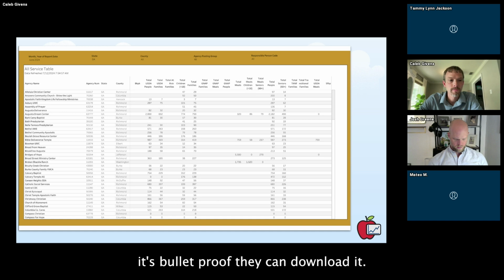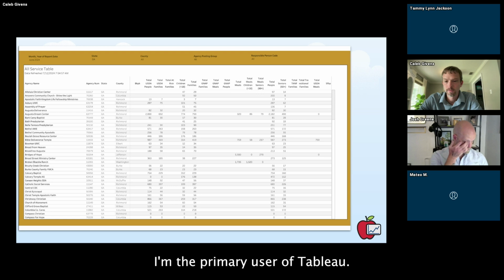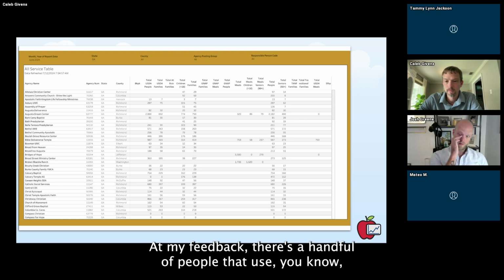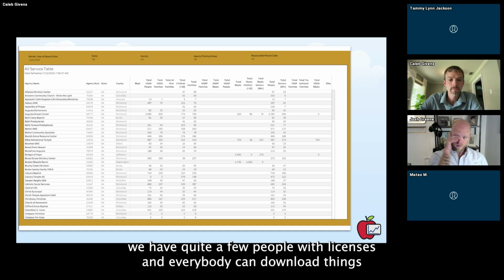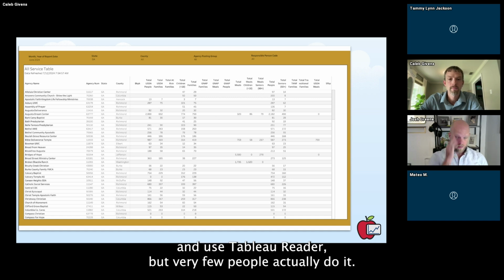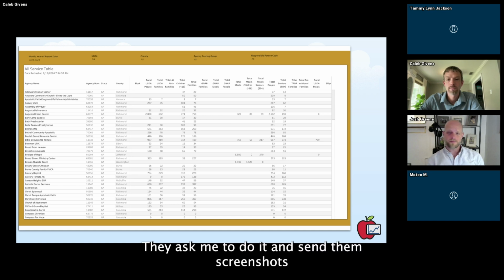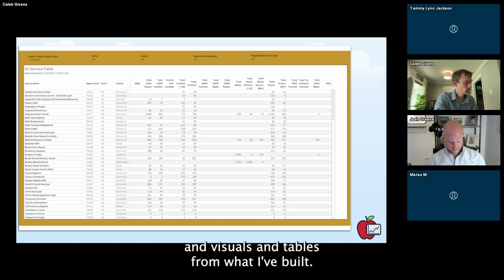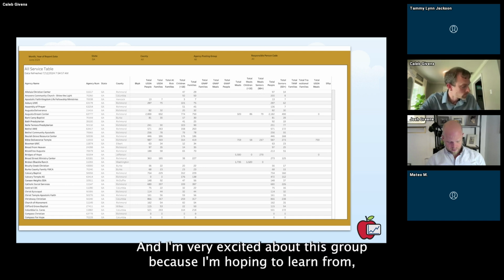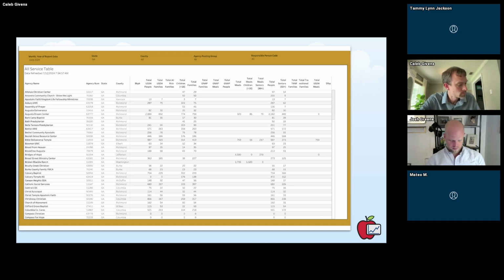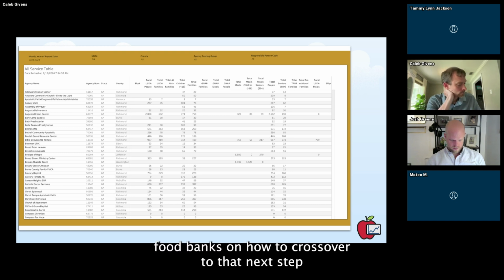They can download it. One of the things that I'm finding is I'm the primary user of Tableau at my food bank. We have quite a few people with licenses, and everybody can download things and use Tableau Reader, but very few people actually do it. They ask me to do it and send them screenshots and vizzes and tables from what I've built. And I'm very excited about this group, because I'm hoping to learn from the more experienced food banks on how to cross over to that next step where people are actually using this themselves. Next slide, please.